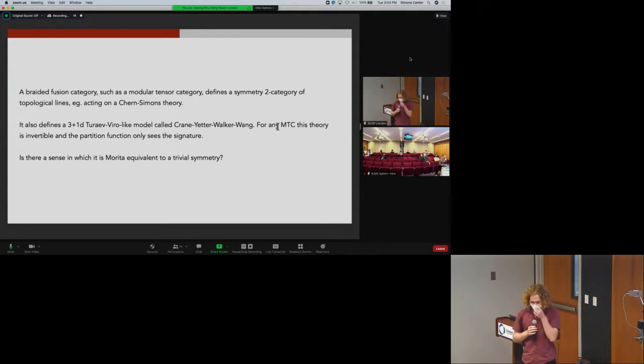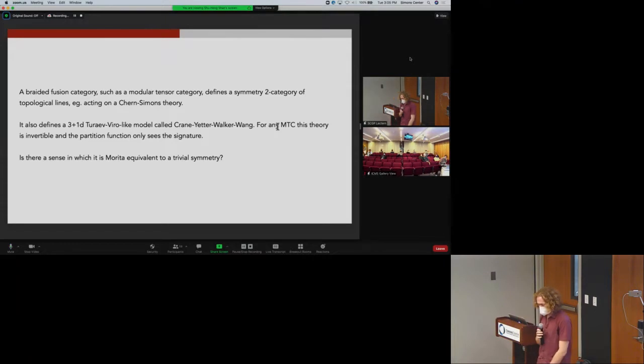If you have a braided fusion category, such as a modular tensor category, this is something we would be interested in studying from the point of view of symmetries, because it defines a symmetry 2-category that could act on something like a Chern-Simons theory. It also defines, in this case, the Turaev-Viro model, this Crane-Yetter-Walker-Wang model. And for any MTC, this theory is going to be invertible, and the partition function only again sees the signature.